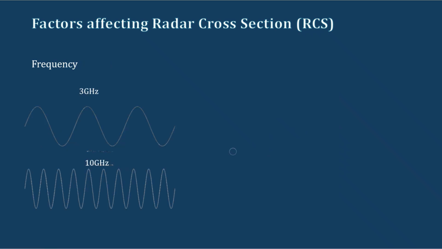Also, the frequency of the electromagnetic wave that we use has an impact on the radar cross section. Let's consider two frequencies, 3 gigahertz and 10 gigahertz. A very small target can be easily detected by the high frequency electromagnetic wave, and this small target is very difficult to detect with the 3 gigahertz wave. So the frequency also has an impact on the radar cross section.